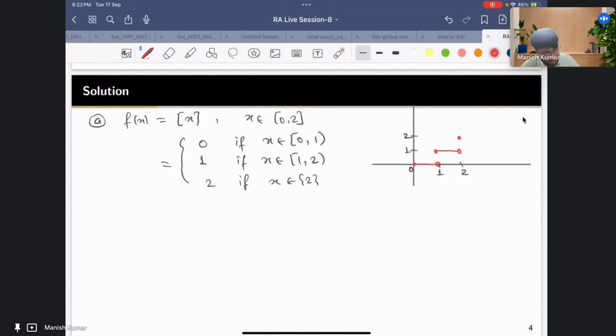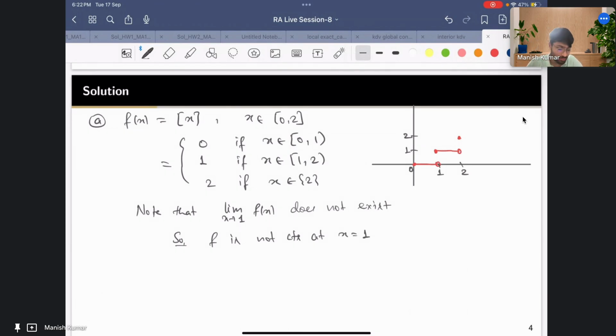So clearly note that. This is something I will leave for you, but I'll hint how to prove it. Note that the limit as x tends to 1 of f(x) does not exist. Since this does not exist, there is no question of whether it is equal to f(c) or not, so we don't bother about it. This does not exist, so f is not continuous at 1. Now the question is how to prove it.